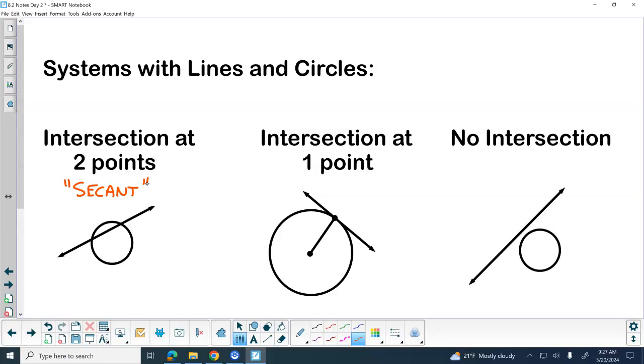And then the third way that a line can intersect a circle is where it only touches the circle at one point. And that one we call tangent. The line is tangent to the circle when it only touches at one point. This intersection point where the line touches the circle is called the point of tangency.